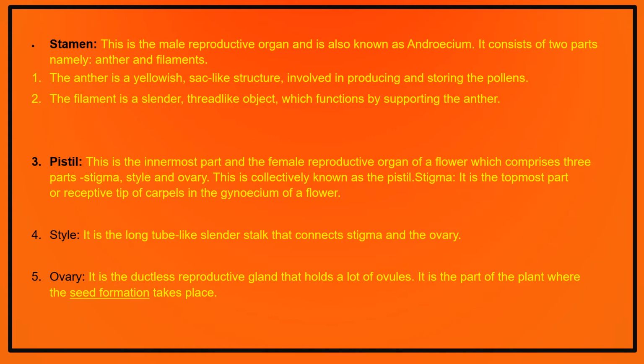Stigma. It is the topmost part, a receptive tip of the carpel in the gynoecium of a flower. It is always present at the terminal part of the pistil. Whereas style, it is the long tube-like slender stalk that connects stigma and the ovary. So this is a connective between the stigma as well as the ovary. And the next, ovary. It is a reproductive organ that holds a lot of ovules. It is the part of the plant where the seed formation takes place.